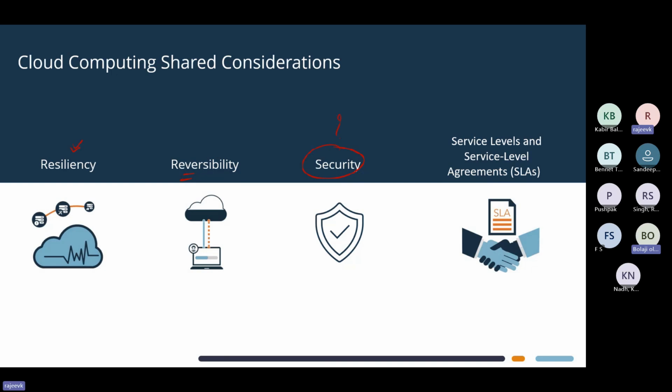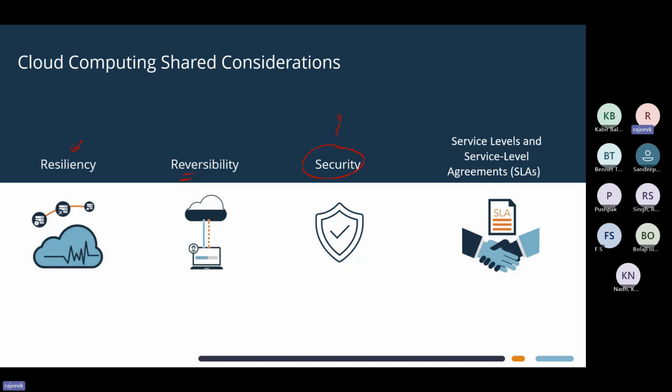My question is, is this consideration only from a consumer's perspective? Why is it a shared consideration? Okay, so why is it a shared consideration?